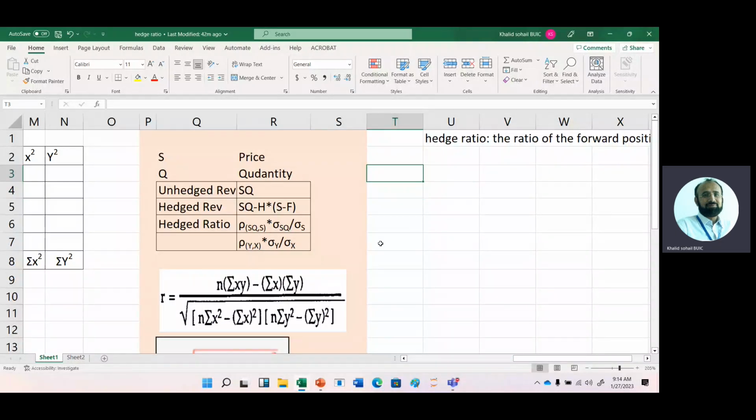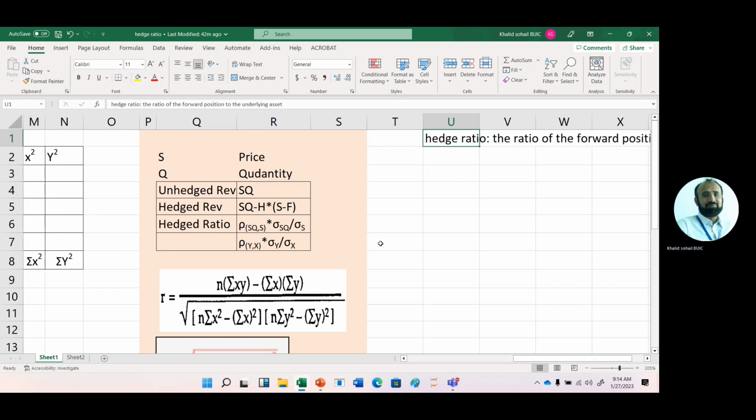This video is about hedge ratio. The hedge ratio is basically the ratio of forward position to underlying asset. Now, when we hedge a position by investing in two positively correlated securities that have similar price movement, the investor usually takes opposite position in each financial asset in an attempt to reduce the risk of holding just one of the securities.